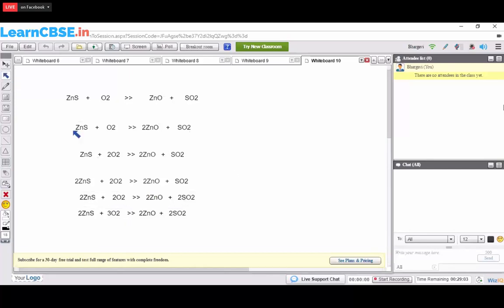So now we have to check the equation. 2 zinc, here also it is 2 zinc, and 2 sulfur. Here is also the 2 sulfur and 6 oxygen atoms present here. Here it is 2 and it is 4, so totally 6. So now the equation is balanced.